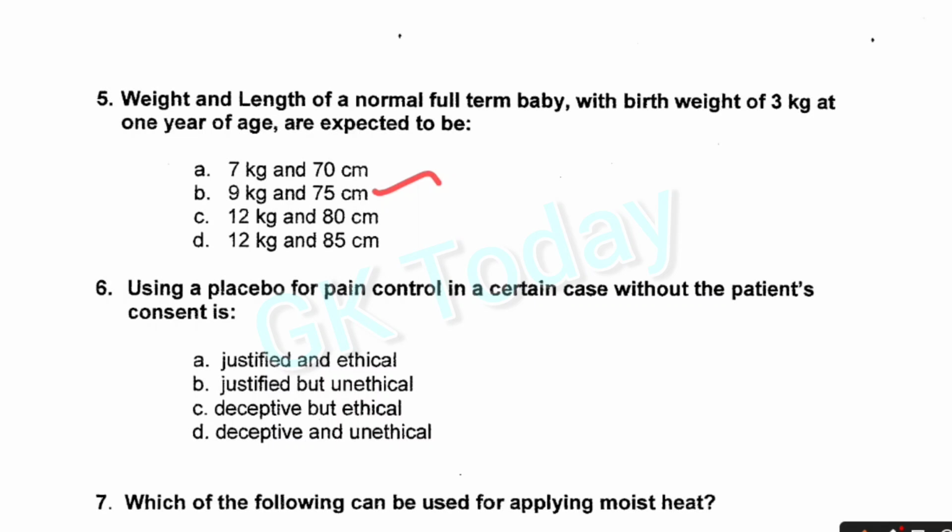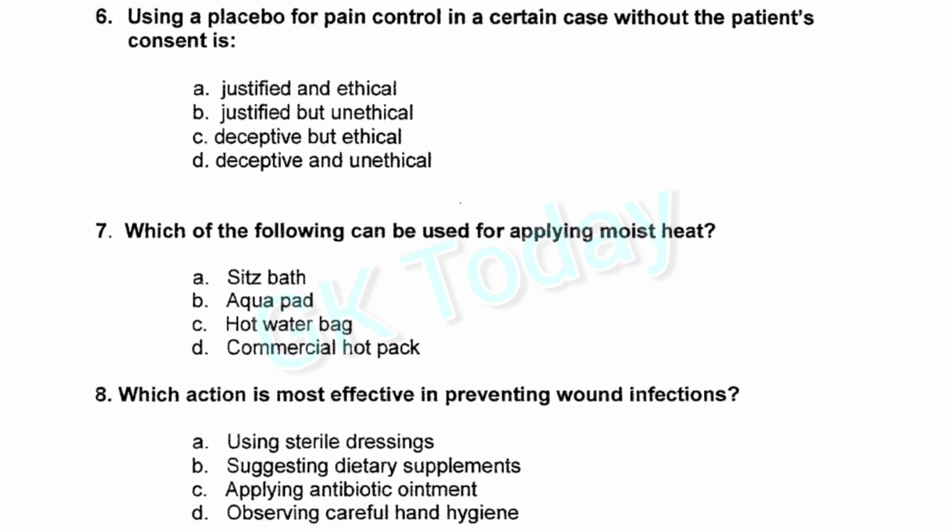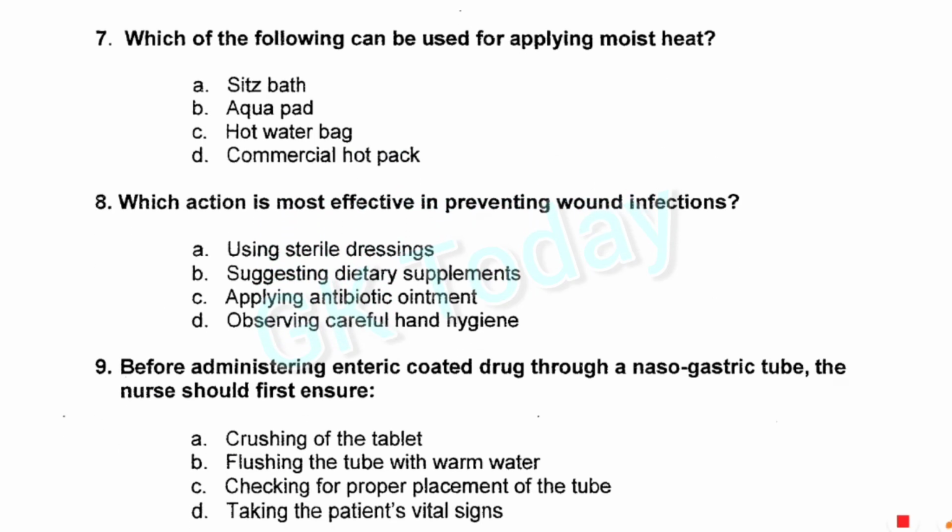Question number 6. Using a placebo for pain control in a certain case without the patient's consent is? Option D, deceptive and unethical. Question number 7. Which of the following can be used for applying moist heat? Correct answer is option A, sitz bath.